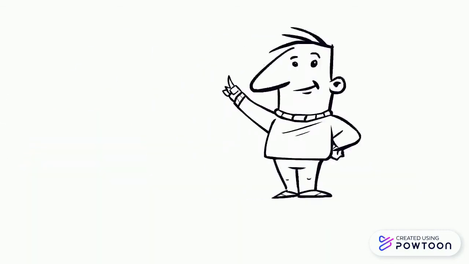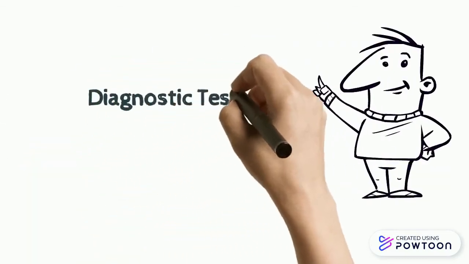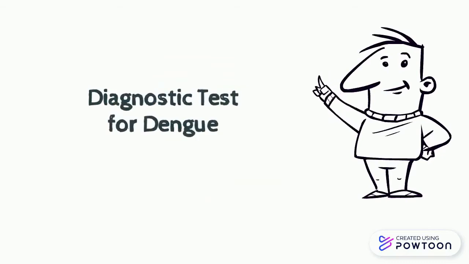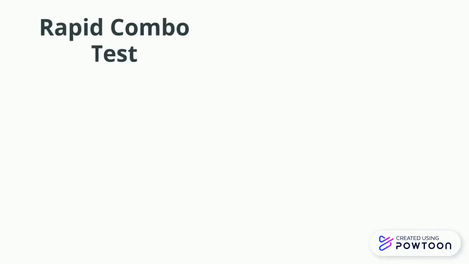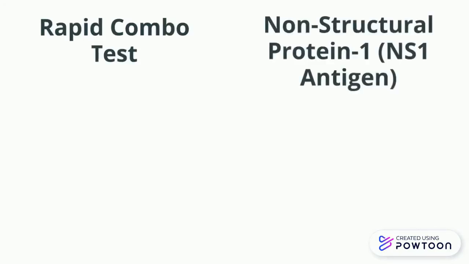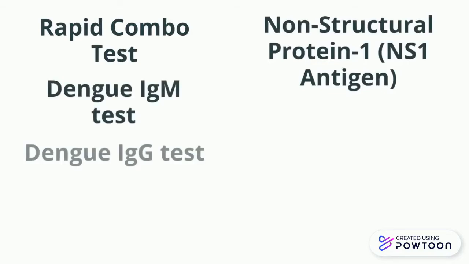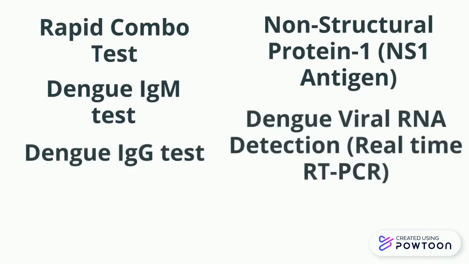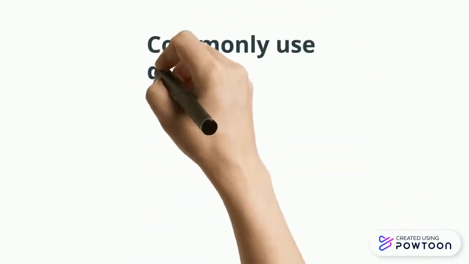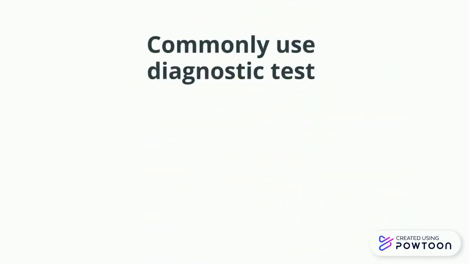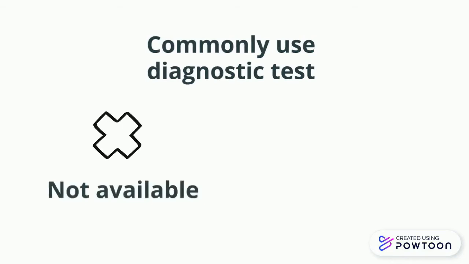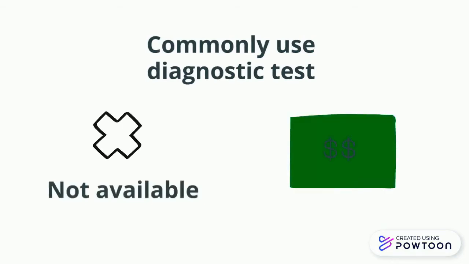Now let's talk about the diagnostic tests for dengue. Here is the list of possible diagnostic tools to confirm dengue infection, which are the rapid combo test, the NS1 antigen, dengue IgM and IgG test, dengue viral RNA detection, which is the real-time RT-PCR, and dengue virus isolation. I will be discussing the common tools that we use in Malaysia to diagnose dengue because some of the tests are not available in most places and are too expensive.